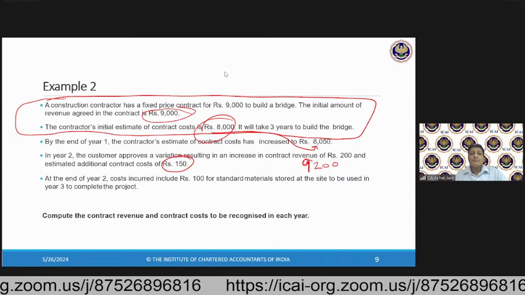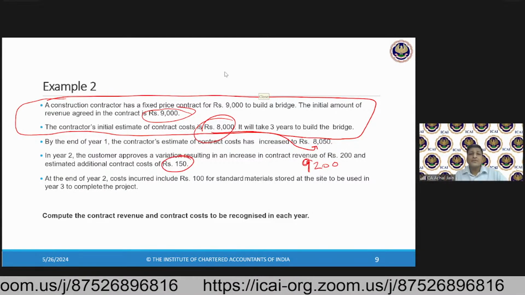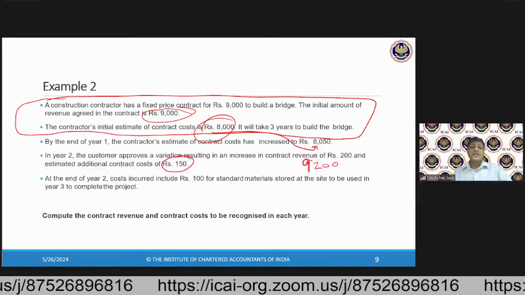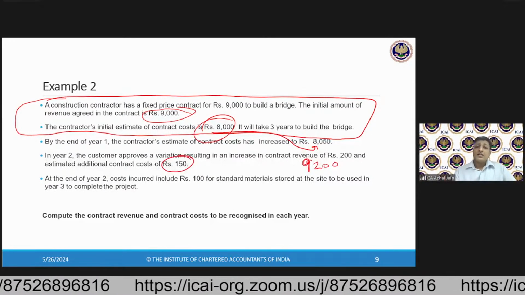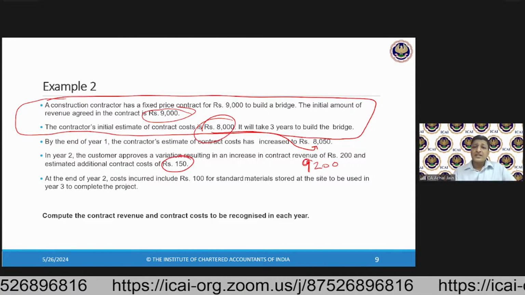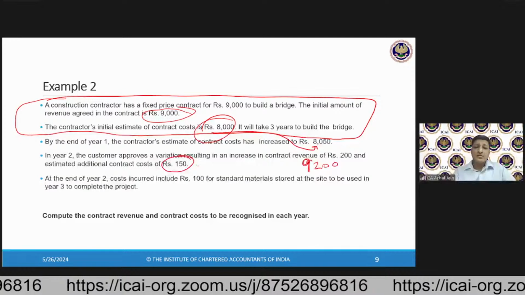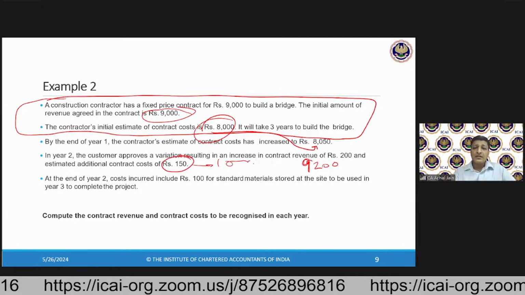Pratima is saying 9200, but that is for revenue. What about estimated cost? Ritika is saying 1000. Yes. This was 8050, to which you will add 8150. So this becomes 1000.